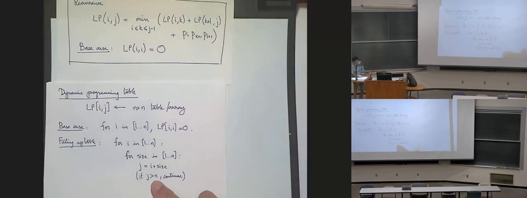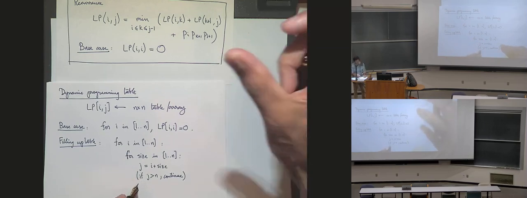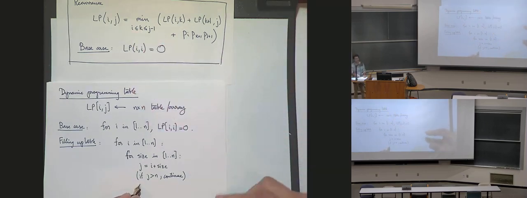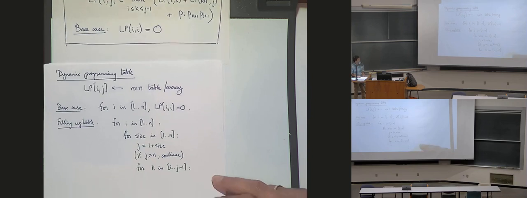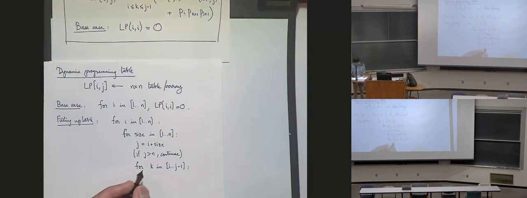Okay. So now once I've determined my i and j, I actually have to do the minimization. So I'll say for k in i to j minus 1. Okay, I guess I have to store the min. Let me write something down and then I'll just fix the code.